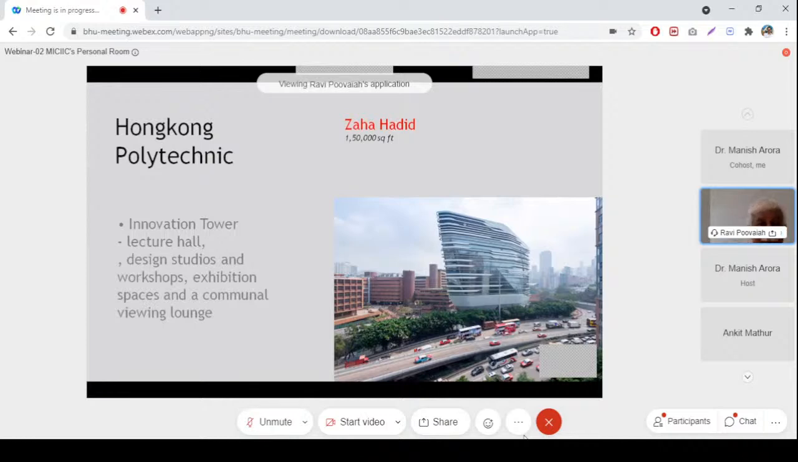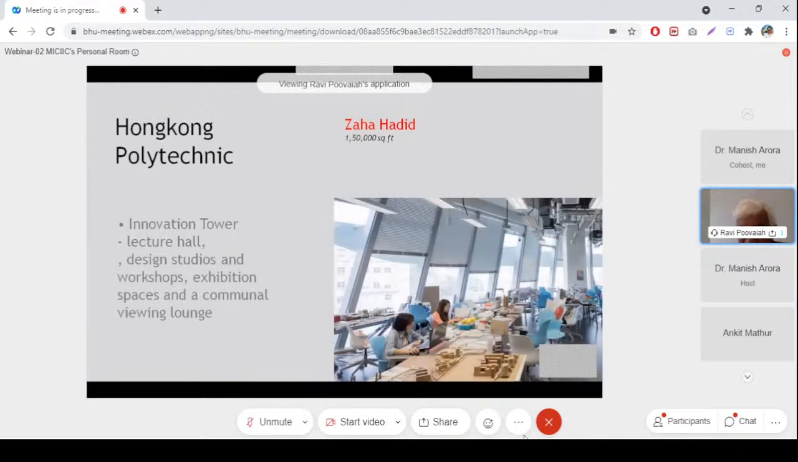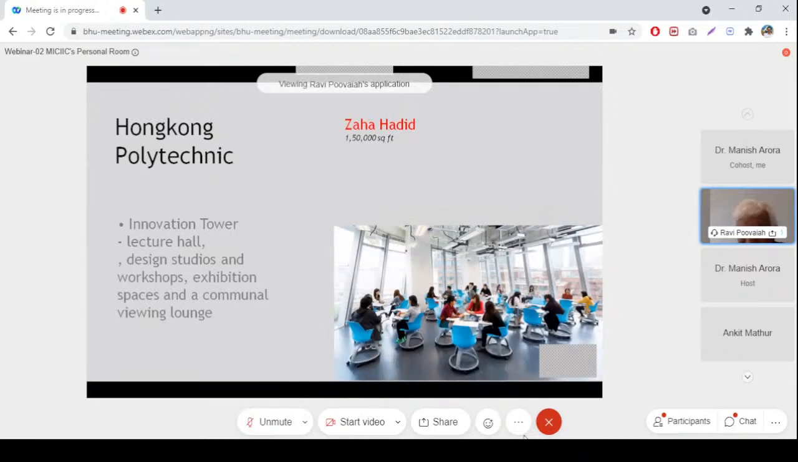So they kind of revamped the good old Hong Kong Polytechnic with an iconic building by the architect Zaha Hadid. Okay, called it the Innovation Tower with lecture halls, studio spaces, workshops, exhibition spaces, and communal spaces. Yeah, so this is a shot from inside the classrooms in the Hong Kong Polytechnic. You can see that. Okay, this is again a collaborative class happening out there. Yeah, some views from the Hong Kong Polytechnic.